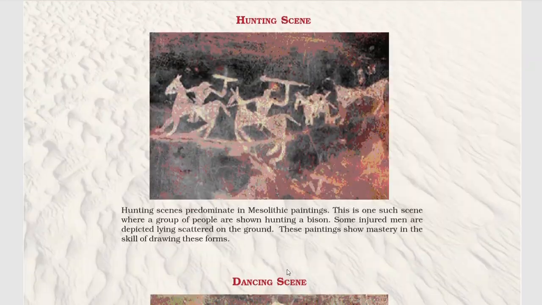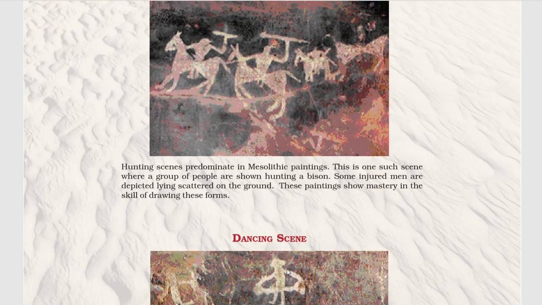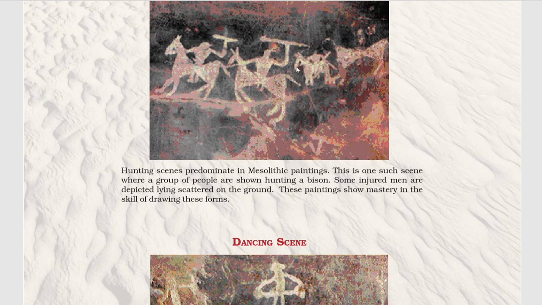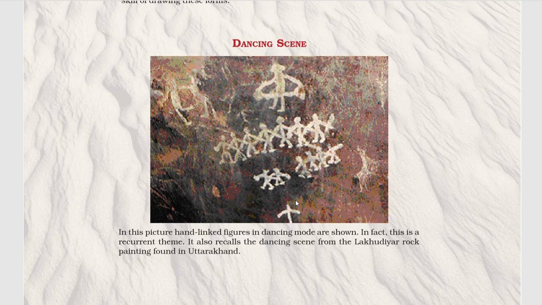Come, observe these pictures. See, this is a hunting scene in a Mesolithic painting. See the horses and people even have their weapons in their hands. This can be seen in Mesolithic rock paints. And this is a dancing scene. Here you can see their hands are interlinked. This is a picture from the Lakudiyar rock painting in Uttarakhand.